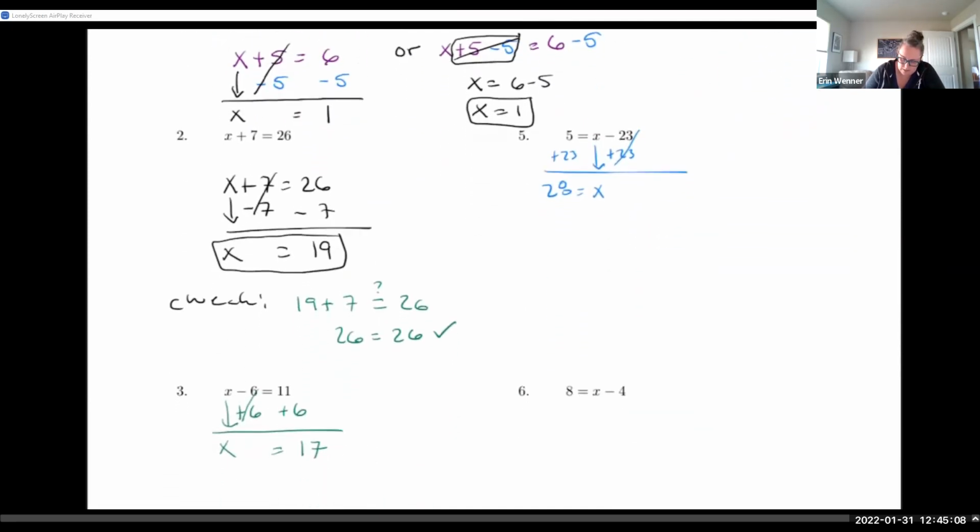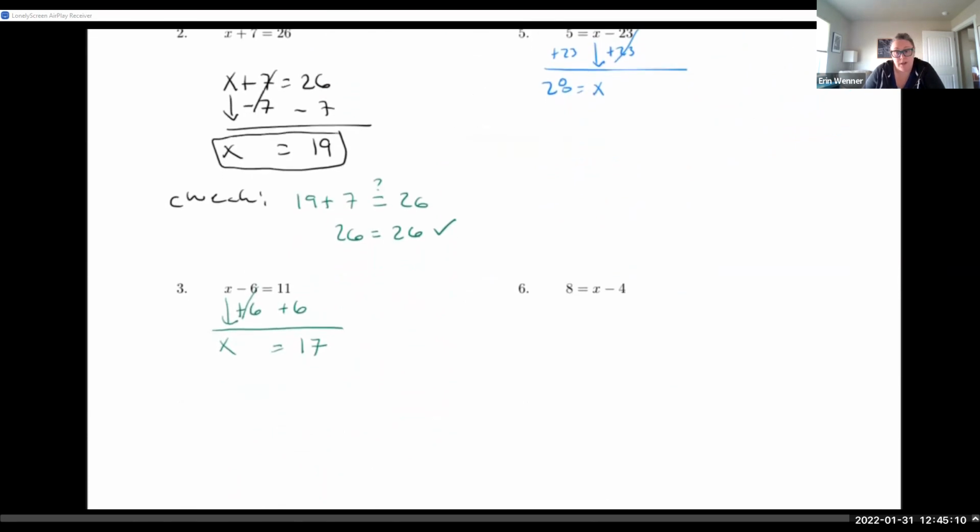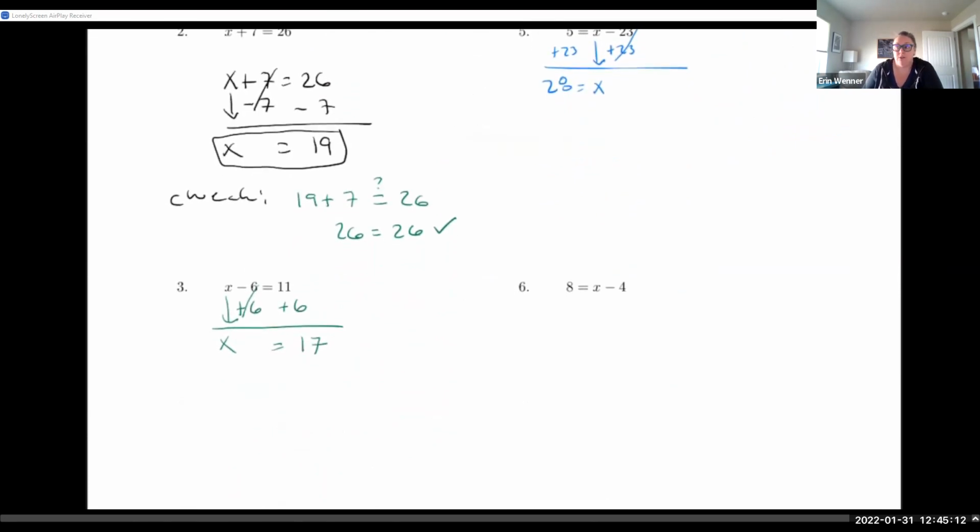And then our last one is 8 equals x minus 4. Again, to undo that subtraction, we need to use addition. So we're going to add 4 to both sides, bring the x down, and 8 plus 4 is going to be 12. So we get x equals 12.